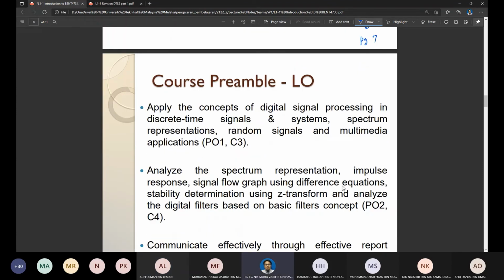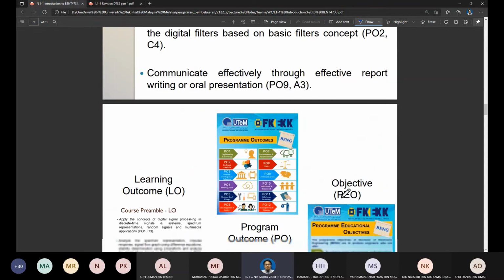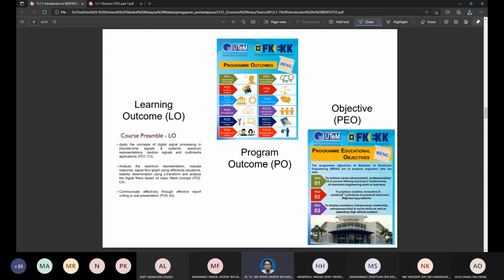So first of all, I would like to discuss this. Have you heard about LO, guys? I think you might be familiar with this. In the engineering environment, student life, basically we always talk about LO, PO, and PEO. So LO is basically for the course, for the subject. This one is LO. So it is for each subject.